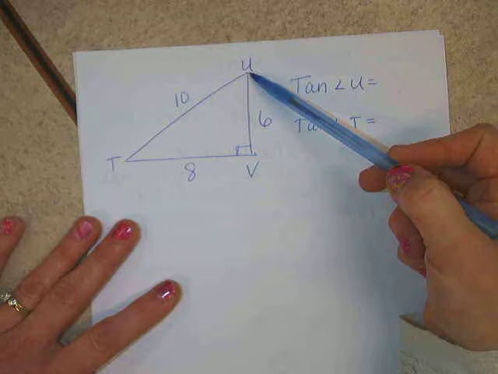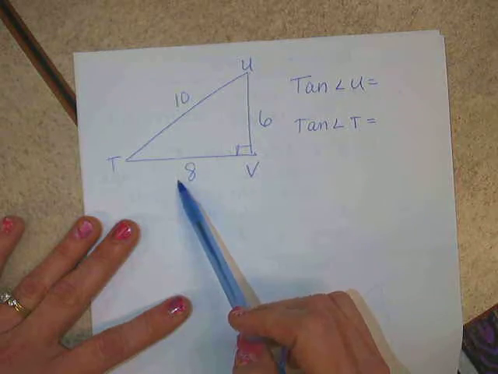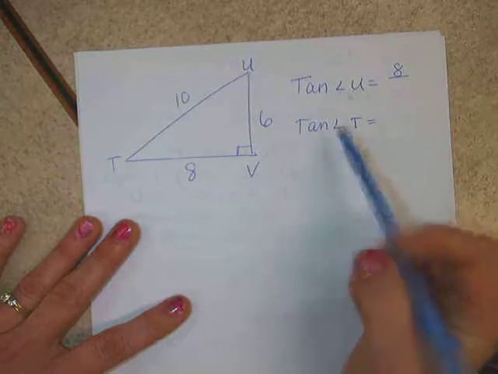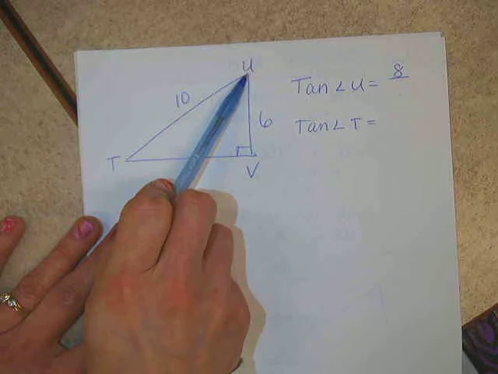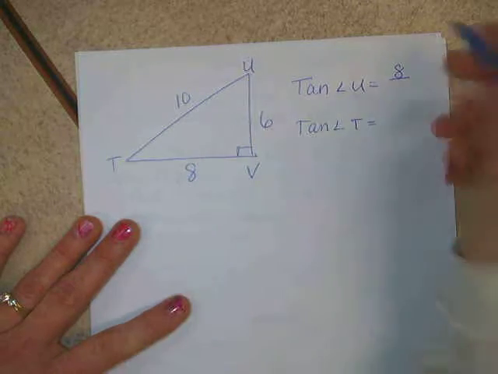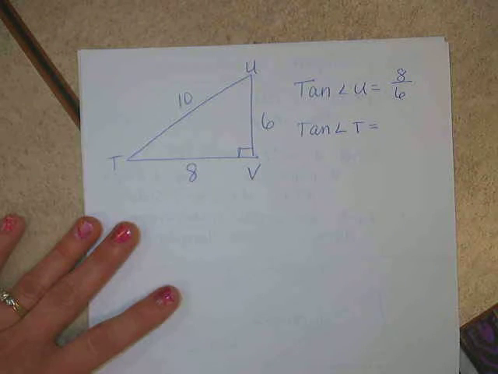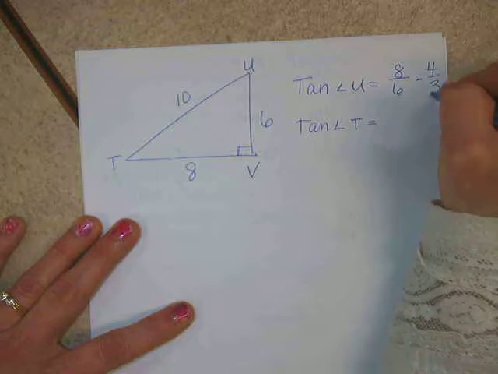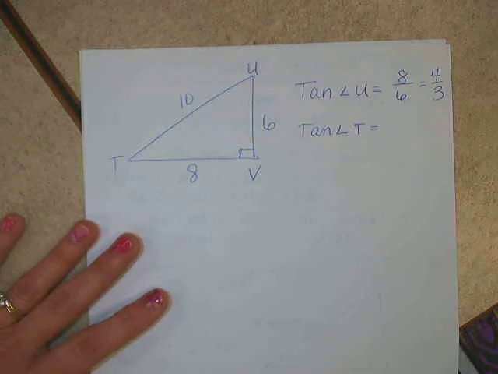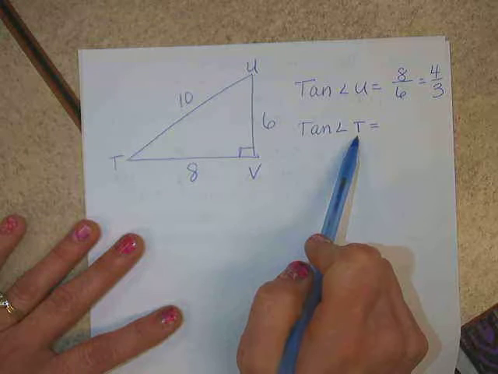Okay. So if I'm talking about angle U, then I'm going to come up here to angle U and say, okay, what is the opposite? TV, and that length is 8, which is what I'm shooting for, is the length. Okay, so 8, and the adjacent for U is UV, which is 6, right? And 8 over 6 has a common factor of 2, so I'm going to simplify that, so it'd be 4 over 3.